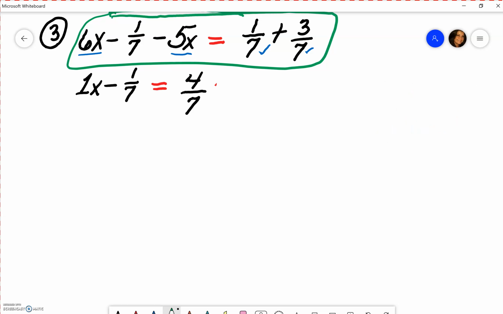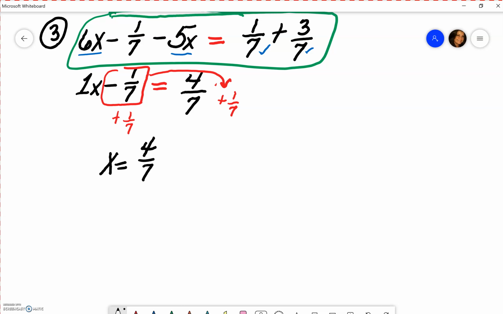So when we take this fraction and move it over to this side of the equation, you can see it's minus, so it's going to be a plus over here because we're going to add 1 over 7 to zero it out. And what you do to one side, you do to the other. So when we rewrite it, I don't have to rewrite 1x because we know that's just x. I'm going to rewrite my 4 over 7. And again, on this side, it's plus 1 over 7.